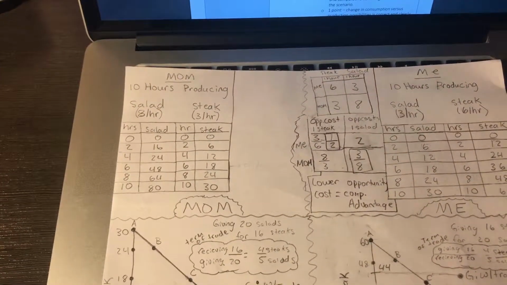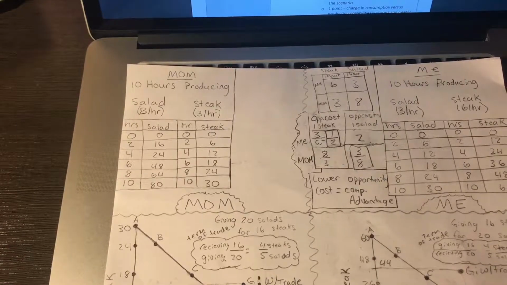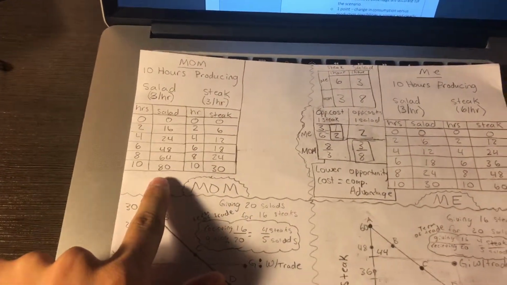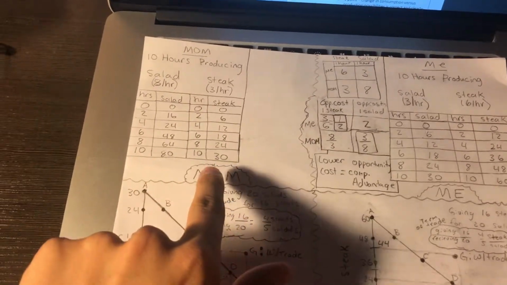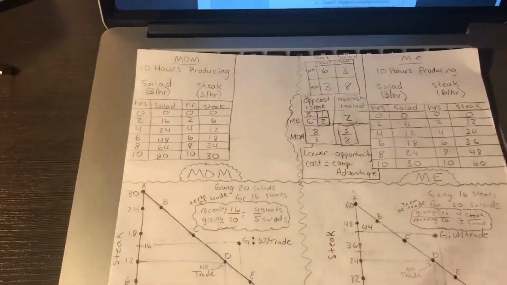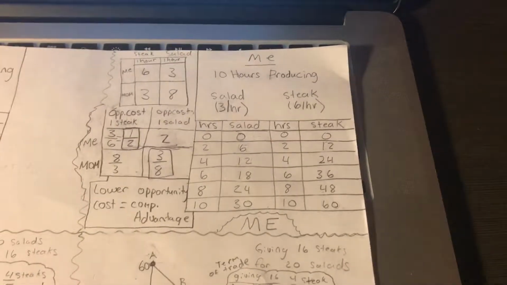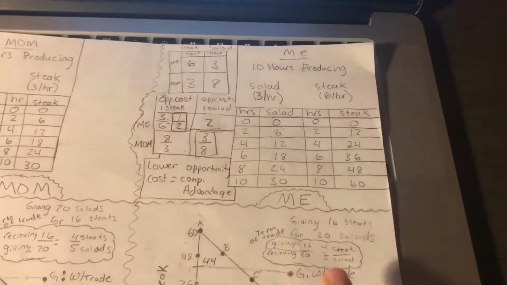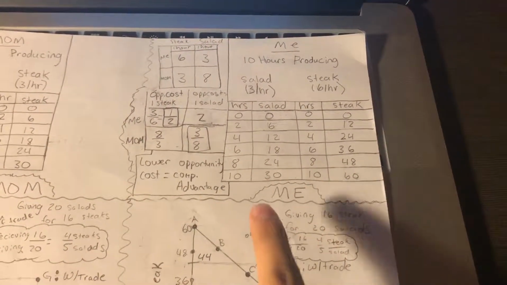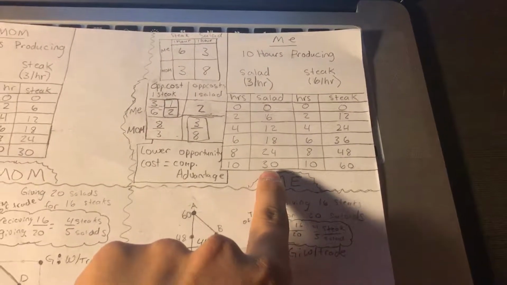So my mom, she produces 8 salads per hour and 3 steaks per hour. That puts her at 80 salads per 10 hours and 30 steaks per 10 hours. And I'm producing salads at a rate of 3 per hour and steaks at 6 per hour, which puts me at 30 salads and 60 steaks.